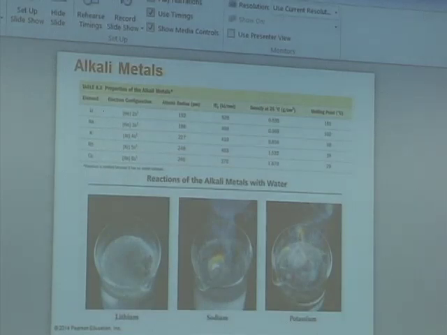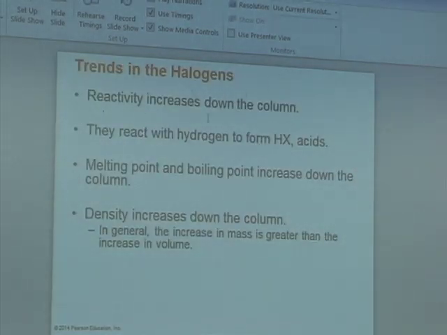So here are some reactions of alkali metals. Our last lab here at North normally deals with putting sodium in water and seeing how it starts to jump around and starts dissolving. And potassium also, we do that as one of our determinations of different types of periodic properties and physical properties of metals. For the halogens, the reactivity increases down the column, so they react with hydrogen to form the HX acids. The melting point and boiling point increase down the column.